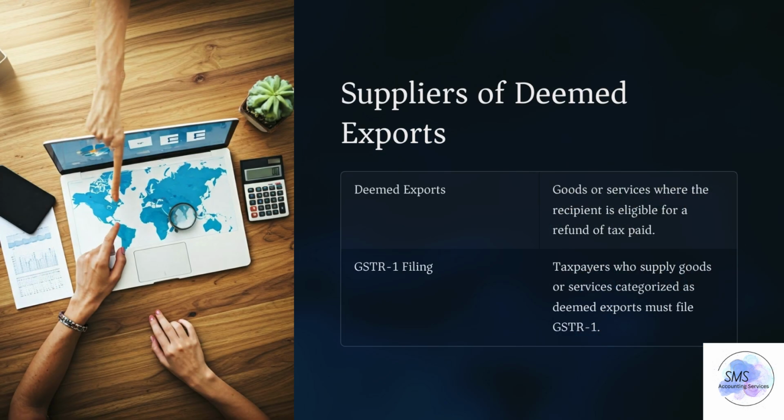Suppliers of deemed exports: deemed exports are goods or services where the recipient is eligible for a refund of tax paid. Taxpayers who supply goods or services categorized as deemed exports must file GSTR1.